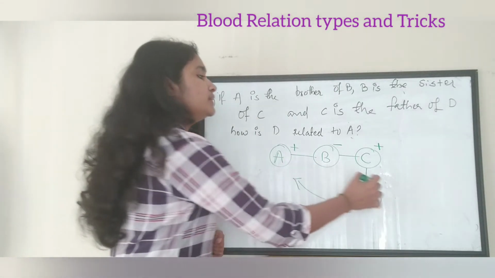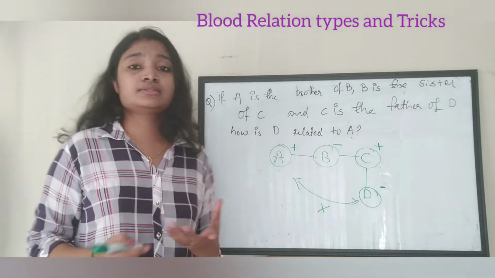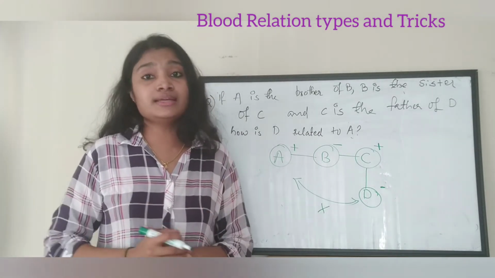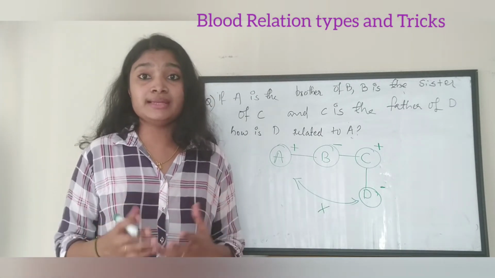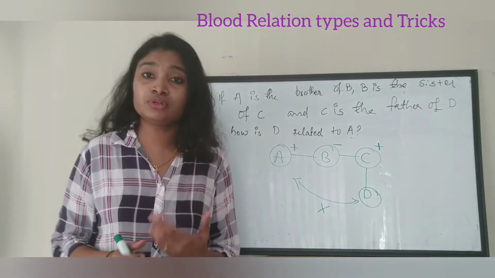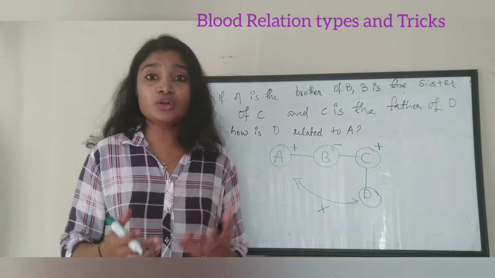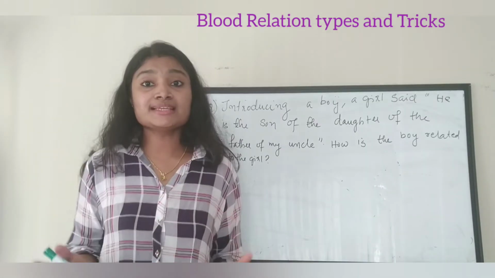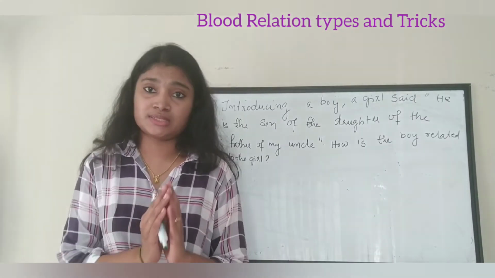Okay, so as I said earlier, if D is a female, then it is a niece, or if it is a male, it is a nephew. Okay, so for this particular question, you have to answer it is cannot be determined. The next type of question is the introducing question.